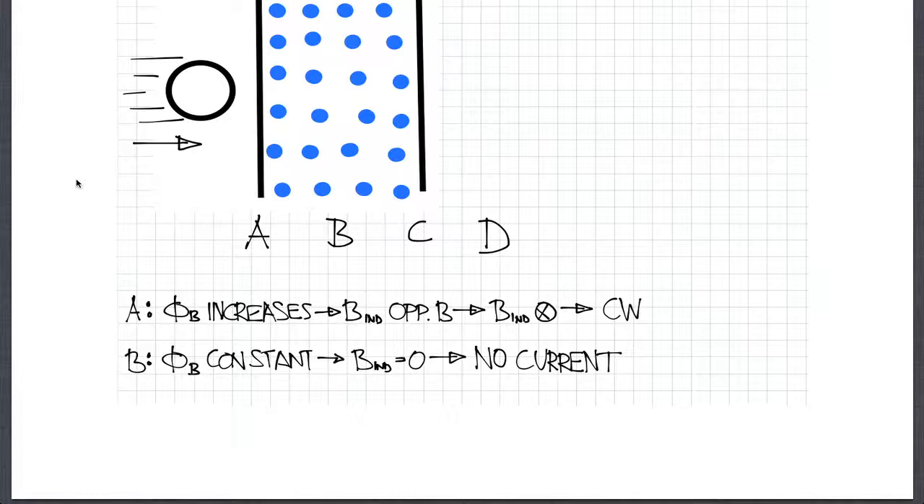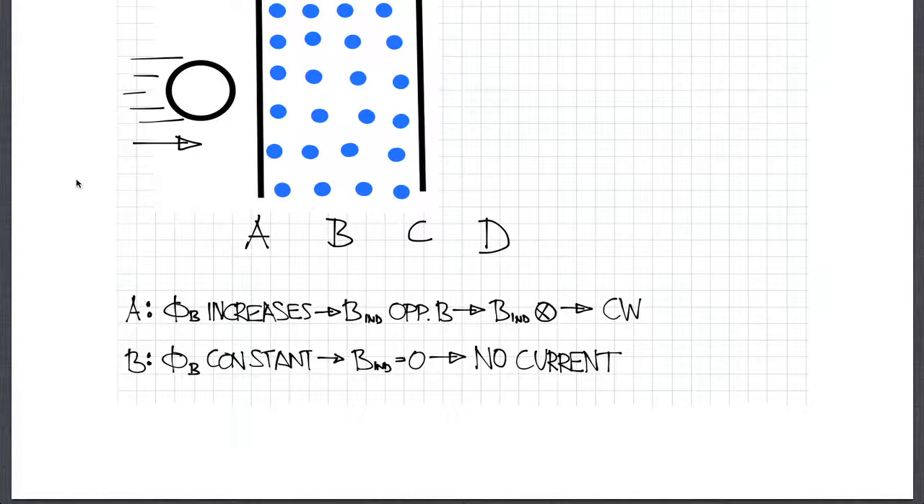And then finally, when the hoop is in part D, you have no magnetic field anymore, and at that particular point, because you have no magnetic field, you have no flux, and because you have no flux, it means that you have no induced current.